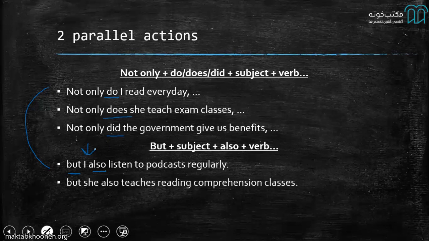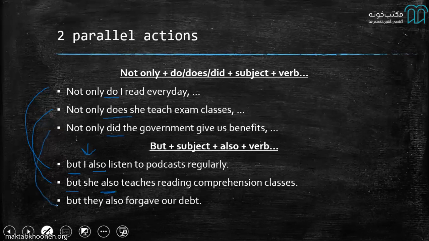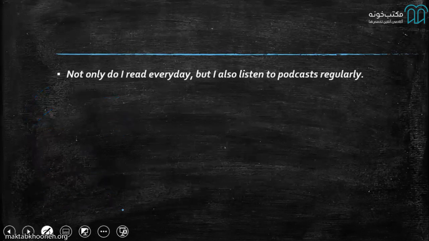The next one would be, but she also teaches reading comprehension classes. So that's with this sentence right here. Not only does she teach exam classes, but she also teaches reading comprehension classes. So again, I'm splitting up the but also and putting the subject in the middle. And the next one would be, but they also forgave our debt. So in this case, it would be related to this sentence. Not only did the government give us benefits, but they also forgave our debt. So again, I'm splitting the but and the also. If you want to look at these sentences completely, they would look like this. Not only do I read every day, but I also listen to podcasts regularly.